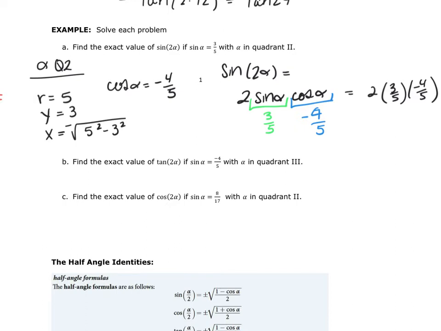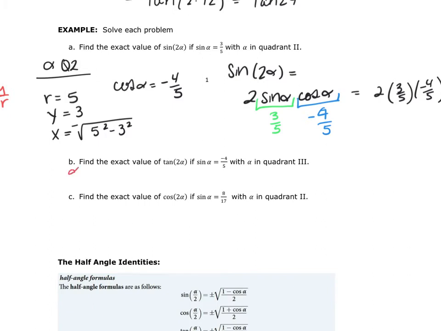So as before, here's my alpha. On this one, I'm in quadrant number 3. So I'm given the sine of alpha as being negative 4 over 5. That tells me my y is negative 4, and my r is always positive, and it'll be 5. That tells me my x, because this is a 3, 4, 5 triangle, is negative 3 in quadrant number 3.